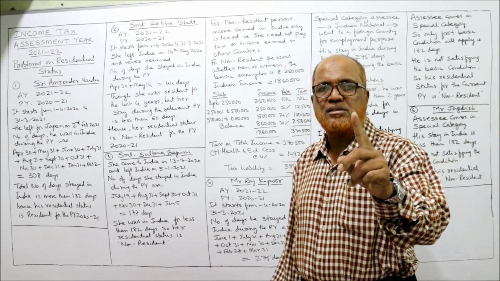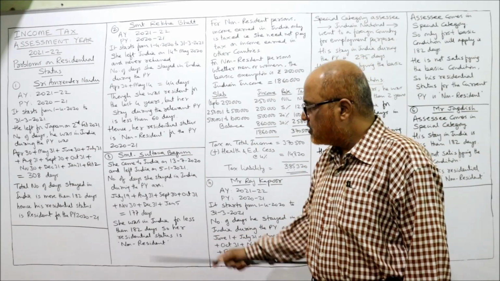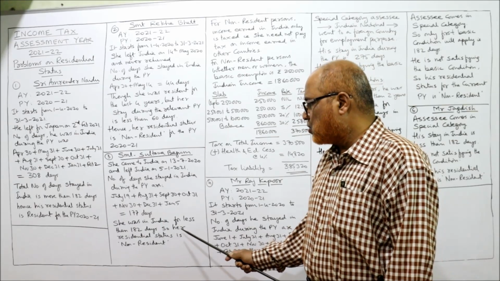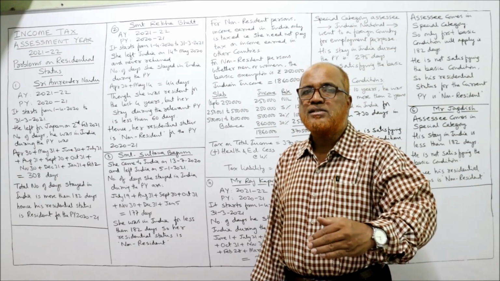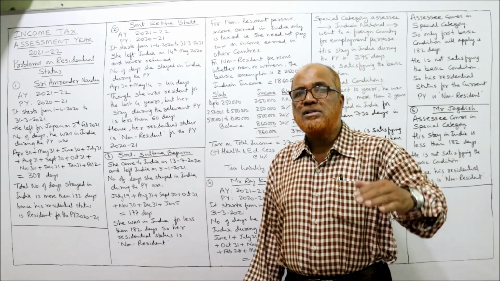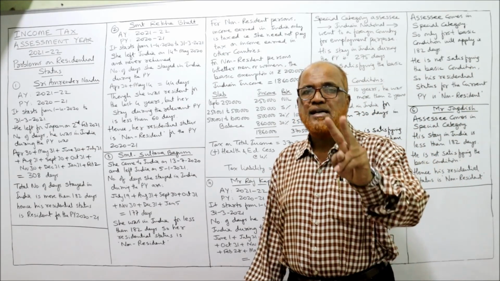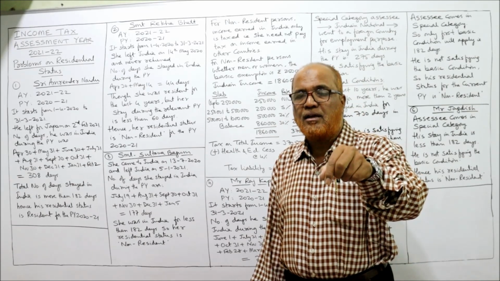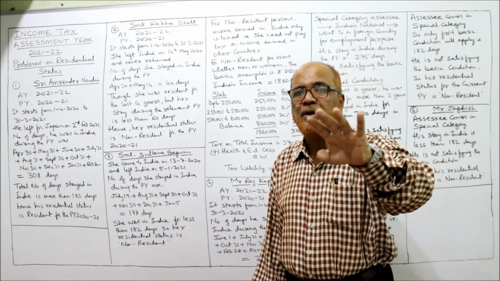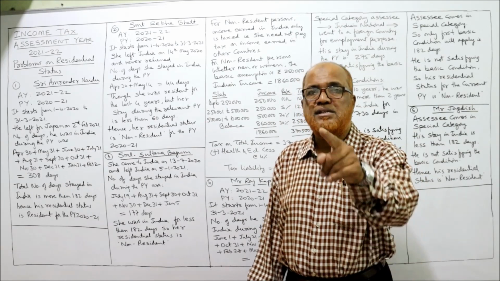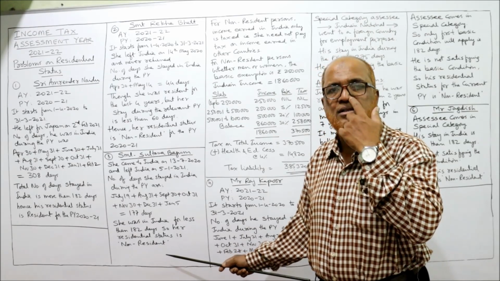The first basic condition says she must be in India for 182 days or more. She was less than 182 days. So her residential status is non-resident. She cannot satisfy the second basic condition also, because the second basic condition says during the current previous year, she should be in India for 60 days, and last 4 years, she should be in India for 365 days or more. That second condition she is not satisfying.